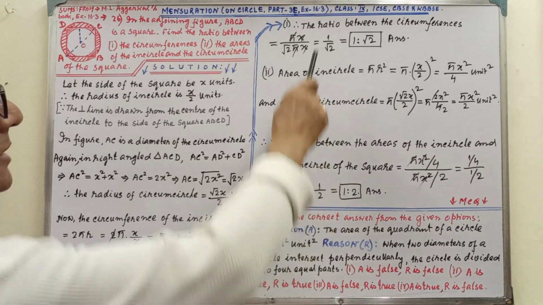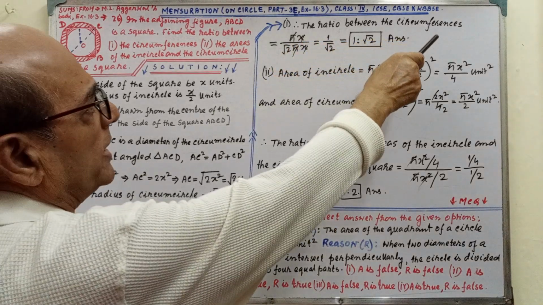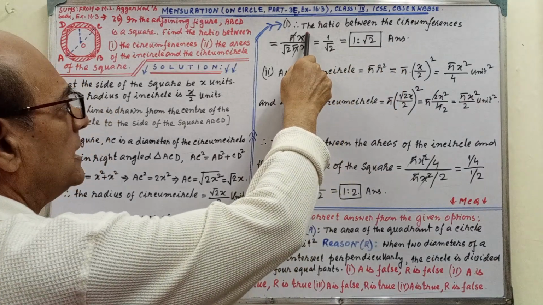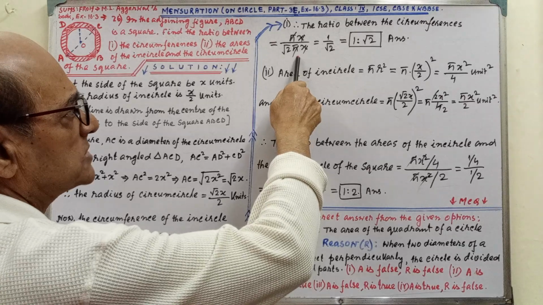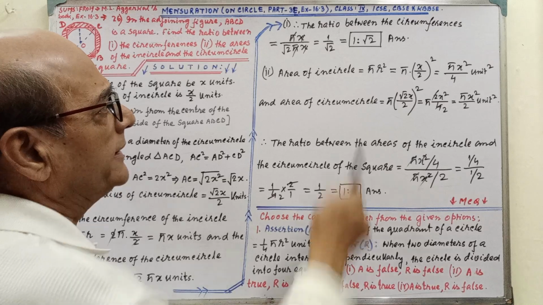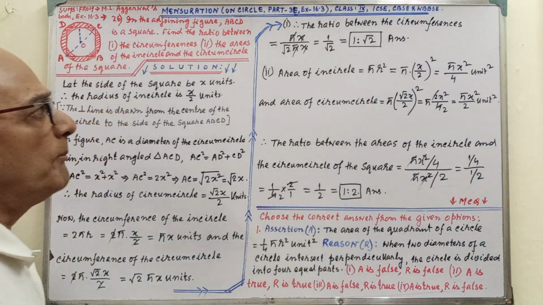Now we have to find out the ratio between the circumferences, this is the circumference of the incircle and this is the circumcircle. By putting the values and simplifying, we are getting 1:√2. This is the answer of part 1.